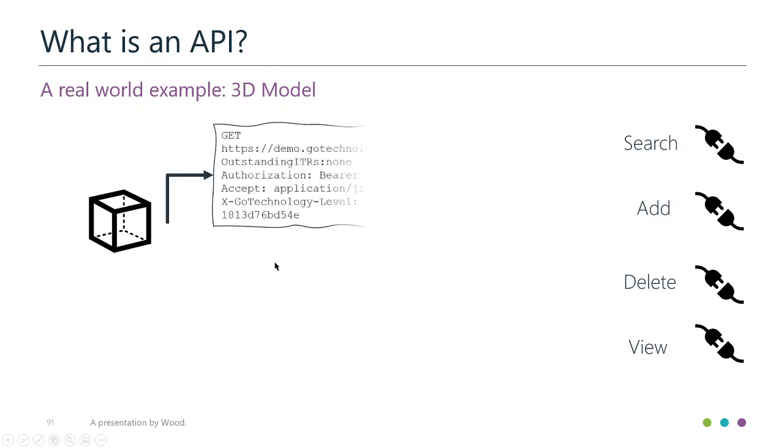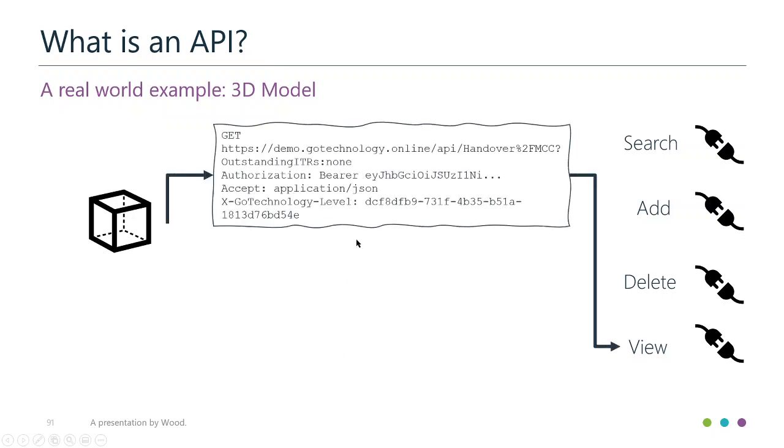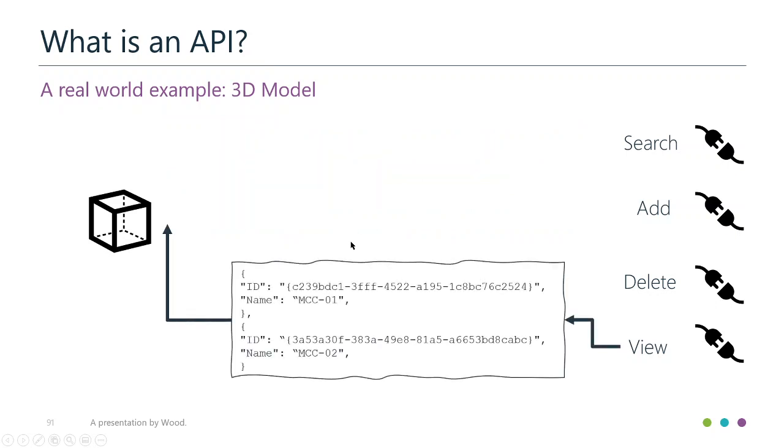Now, the 3D model is going to send a similar message, but looking for a bit different piece of information. Again, the authorization, we don't care about that, except that it's the same. The level is just the project. What we're doing here is, again, GET, which means we want information back. And what we are saying is, there we go, that's the address for the API, and then /handover MCC, outstanding ITRs none. So you might be able to guess that what we're looking for is a list of all the handovers that are type MCC which don't have any outstanding ITRs.